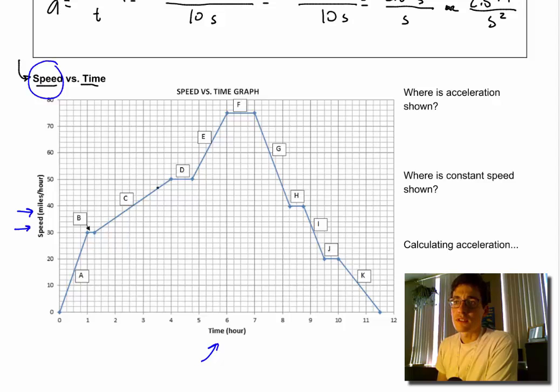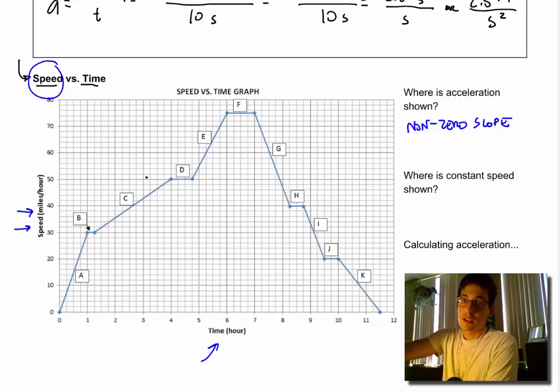A speed versus time graph is different. Now we're showing a change in speed as the dependent variable versus time. So where is acceleration shown? Well, acceleration is any non-zero slope because our speed is increasing from this point to this point. So anytime our slope is going up or going down, an increasing, positive slope means I'm increasing my velocity in the forward direction. A negative slope means I'm increasing in the reverse direction. Another way to think about this is deceleration, and we're going to talk about the nuance of that in class.